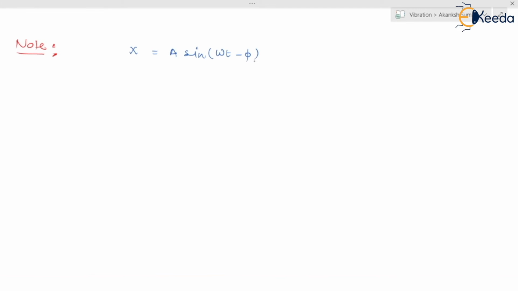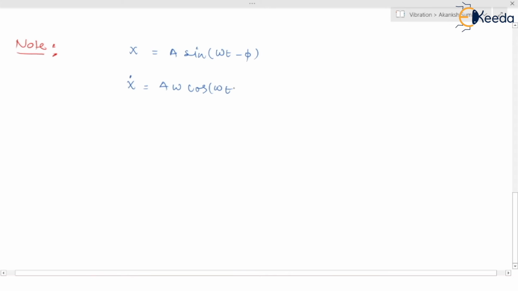We got this equation where a represents the amplitude, and you know the value of the amplitude. So x is basically the displacement. If you find the velocity, it would be x dot. That means a omega, you can differentiate it with respect to time. You will get a omega cos(omega t minus phi). That is the velocity.